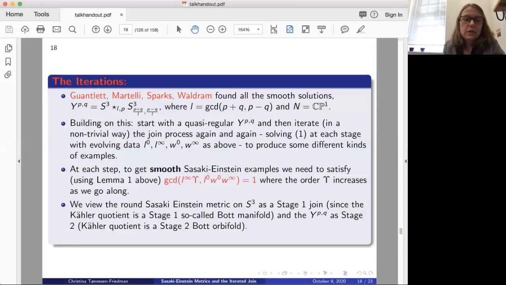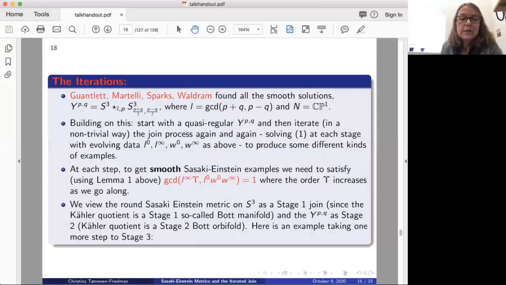Just to introduce some notation and language to wrap our heads around this, we can think of S3 with the round Sasaki-Einstein metric, so just the standard metric of S3, as a stage 1 join. I'm calling it stage 1 join because its quotient is CP1, but that could also be named stage 1 so-called bott manifold. And in a moment, I'm going to say briefly what I mean by that. And then the Y^{p,q} would be stage 2, and its quotient could be viewed as a stage 2 bott orbifold.